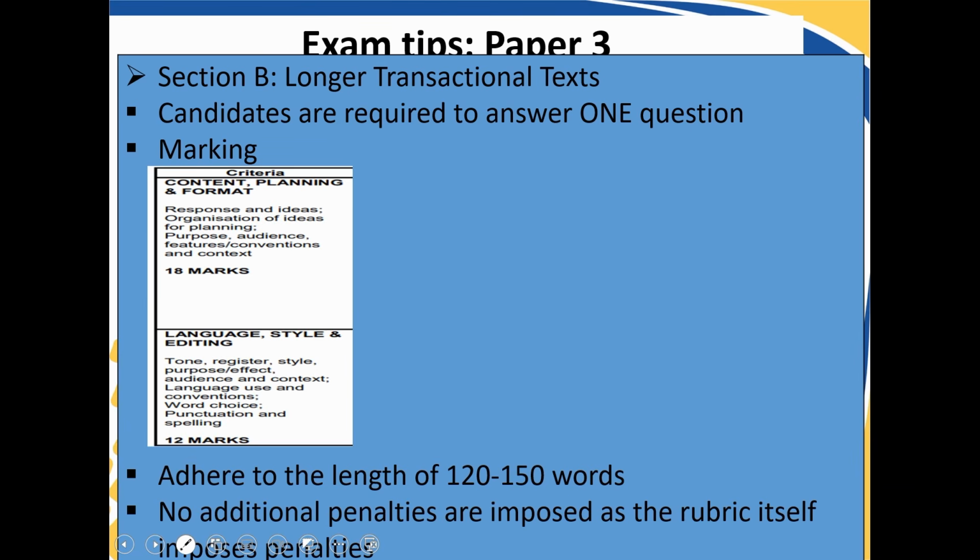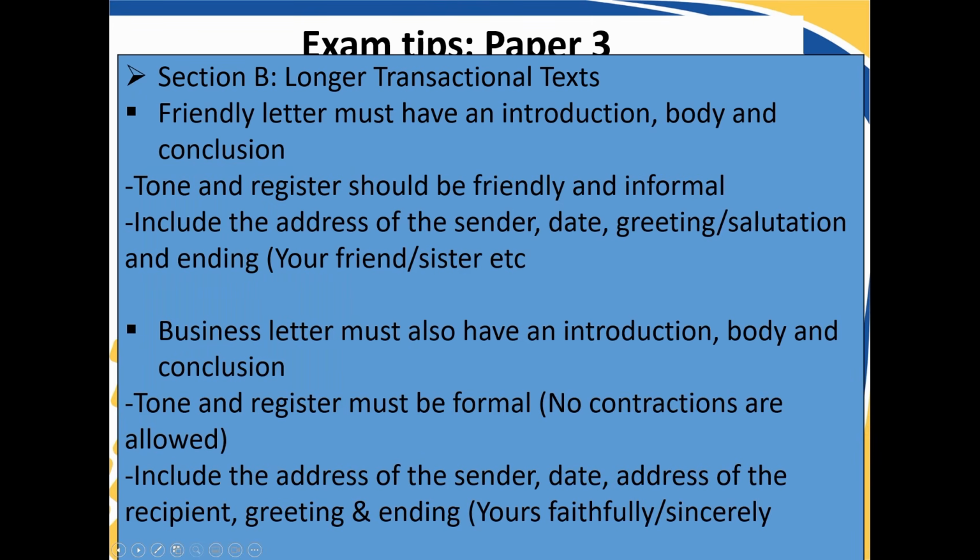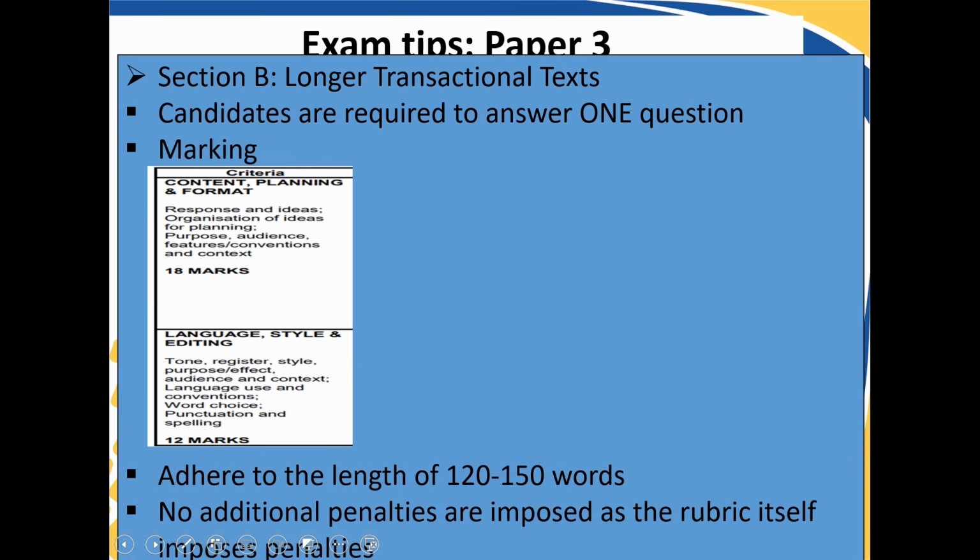Now, how are the longer texts marked? The longer texts are marked in 2 parts. For content and planning, it is 18 marks, and for language and editing, it is 12 marks. In the same way as in the essay, the marker will not be influenced by your language flaws when they give you the 18 marks for content here. So you have got to make sure that as you write, you stick to the topic, you respond to the question. You can get total marks for content, even though you may be marked down for language.